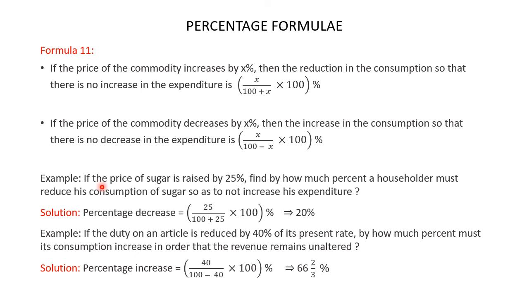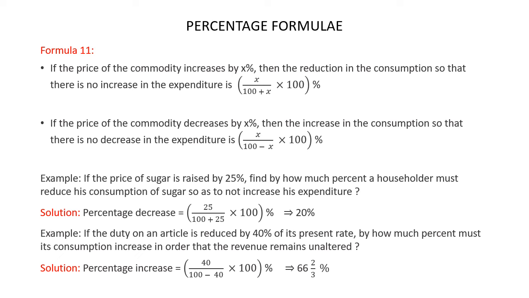If the price of sugar is raised by 25%, find by how much percent a householder must reduce his consumption of sugar so as not to increase his expenditure. So here the price of sugar is raised by 25%. So the householder must reduce his consumption of sugar so that his expenditure remains constant. That is, his expenditure does not increase.